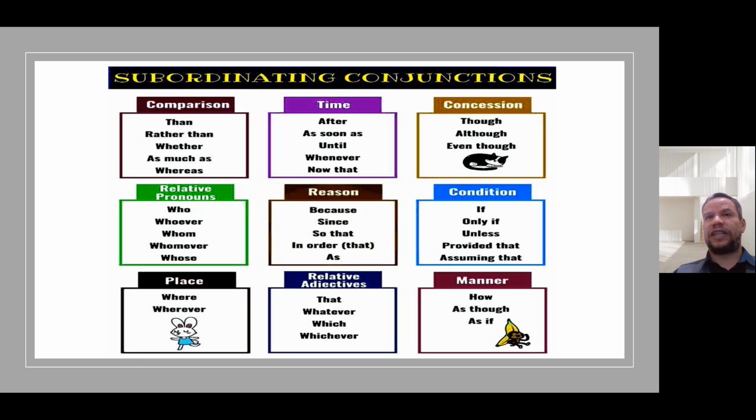For condition: if, only if, unless, provided that, which is important and hard for most students, so I will explain it later. Assuming that is the same as providing that. Where, wherever, for place. For manner: how, as though, as if. For adjectives, I mean relative adjectives: that, whatever, whichever. Now I will give you 1 minute to write that down in the same groups to be clear for you to understand which type each one is. Is it for comparison? Is it for concession? Is it for time? Is it for manner, a place, and so on? Take your time to write down, please.